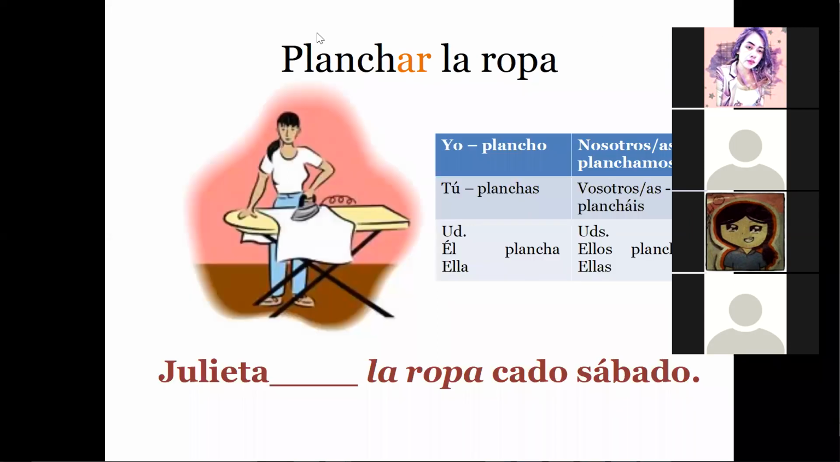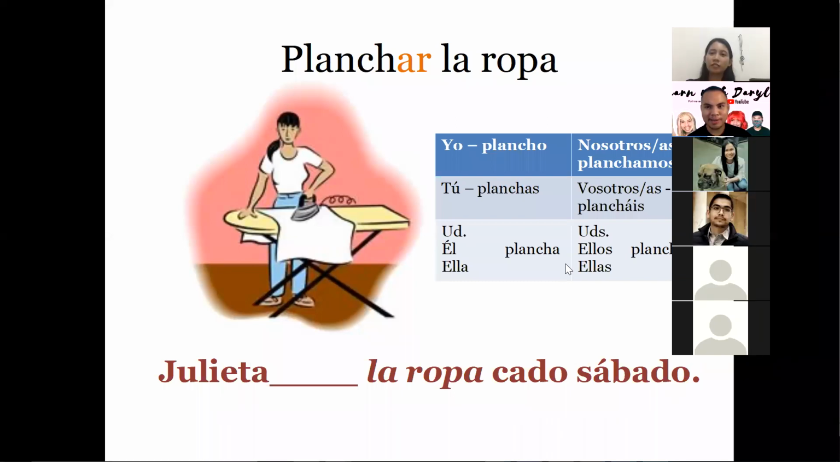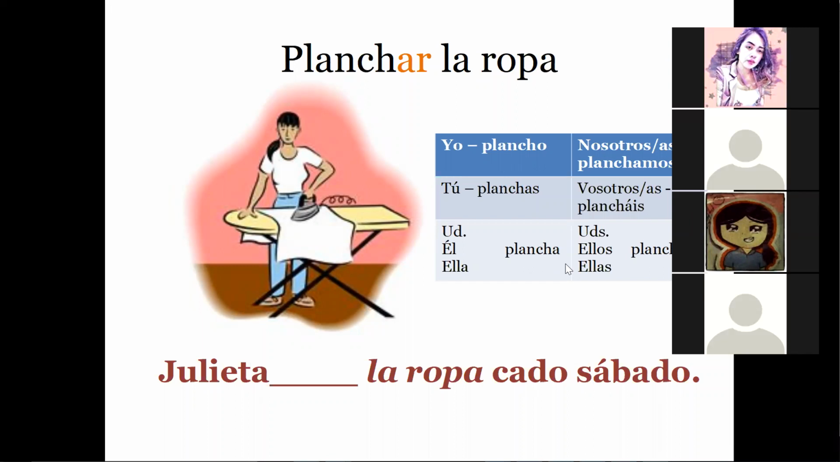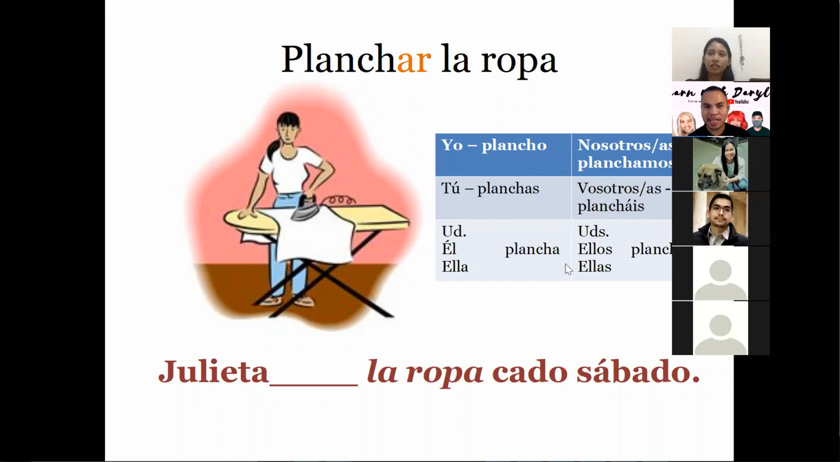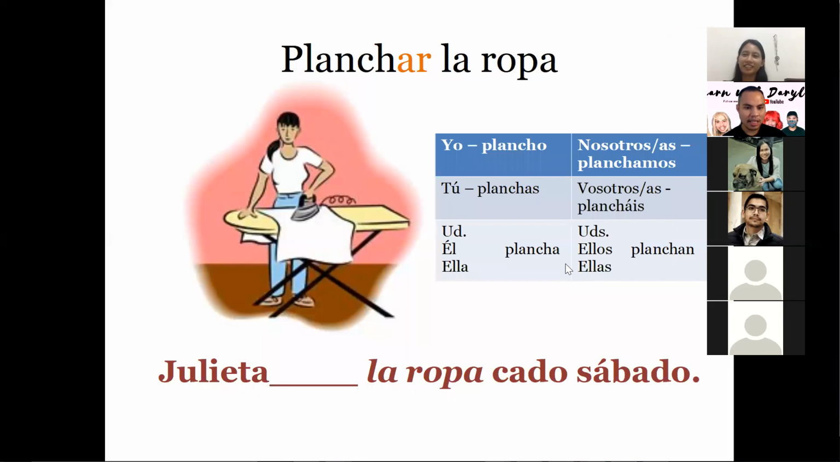Okay, next. Planchar la ropa. Okay, comment down below your answer. This one as well is so amusing when I learned about it. I was like, oh my god, this is also in Filipino. Like planchar. Who doesn't know what planchar is? Julieta, plancha la ropa. Okay.